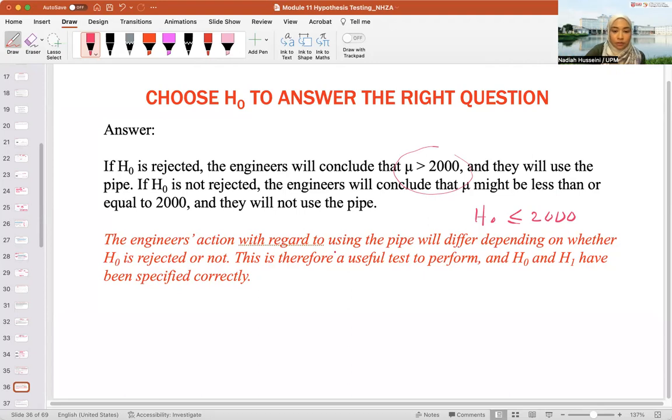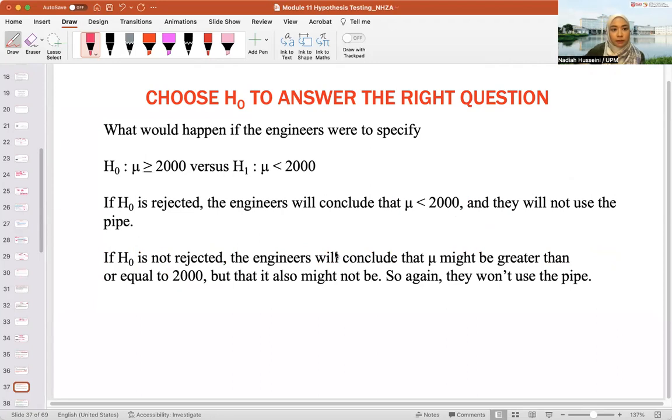Okay. So what if we change this null and also alternative hypothesis? Just now, our null, let me just write it again. The mu was this guy. This was our formulation number one, for example. H1: mu is greater than 2000. So if we reject the null hypothesis, we are saying that it is exceeding specs. Very good. Meaning to say it is very strong.